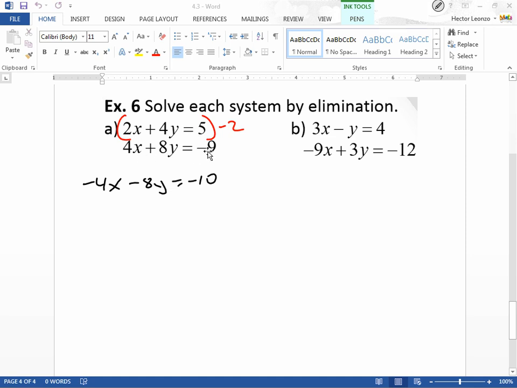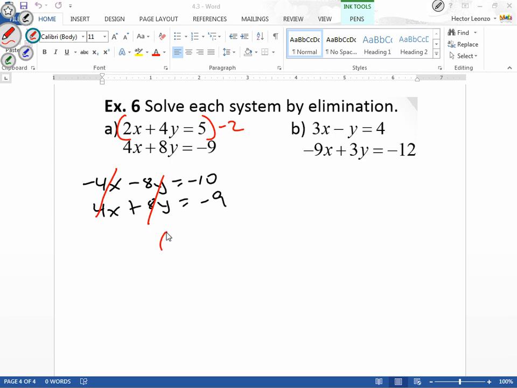My second equation, I'm not going to do anything, so let me just copy it. I have 4x plus 8y is equal to -9. My goal was to cancel out the x's. Right? -4x and 4x cancels out. The funny thing here is that I also cancel out the y's. -8 plus 8, I get 0.